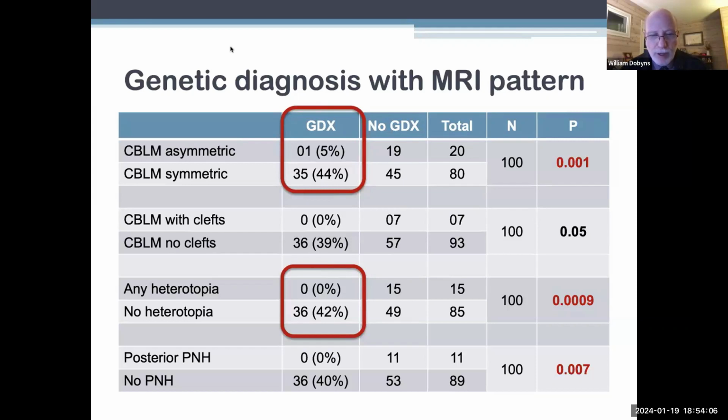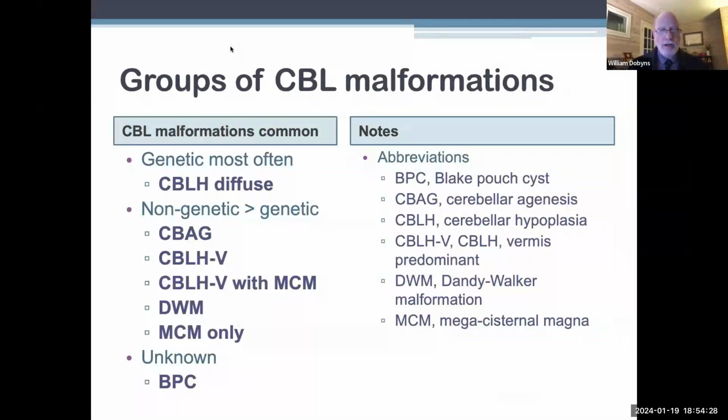With any cerebral heterotopia, perhaps the most important data I'll give you today, there was a highly significant difference. We found a genetic diagnosis in none, 0 of the 15 patients with cerebellar malformations and heterotopia, compared to all the others where the diagnostic rate was 42%. So significant differences here. All right, so let's go back to some of these patterns.